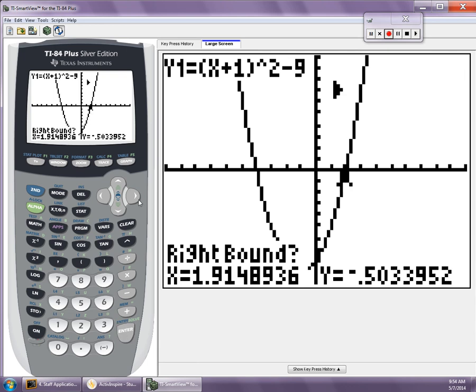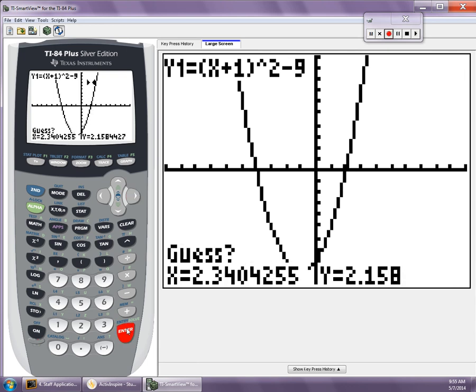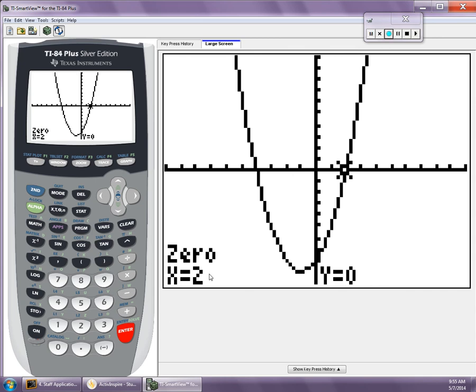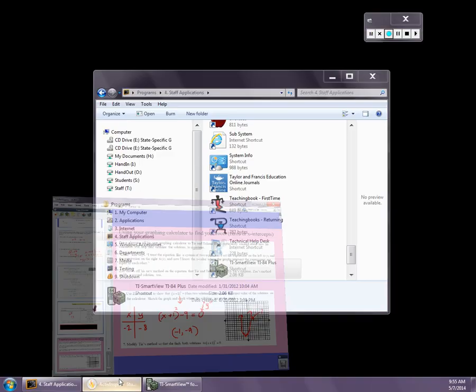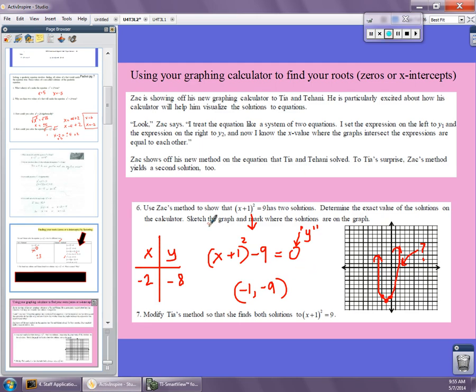Right bound, go above it, hit right a couple times, enter, and then guess, hit enter one more time. So we get our answer of 2, -4. So that would be using Zach's method to be able to graph it, because we can solve this equation for x if we just graph it and know what the x-intercepts are on our calculator.